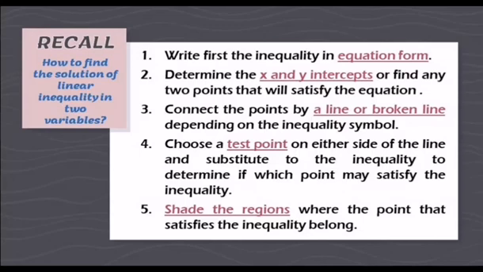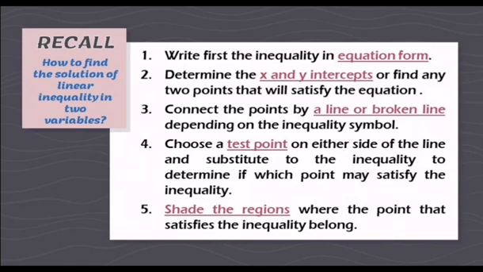Previously, we learned about finding the solution of linear inequality in two variables, and that was our lesson during week 1. Now, let us recall the steps in doing so. Step 1. Write first the inequality in equation form. Step 2. Determine the x and y intercepts or find any 2 points that will satisfy the equation. Number 3. Connect the points by a line or broken line depending on the inequality symbol.